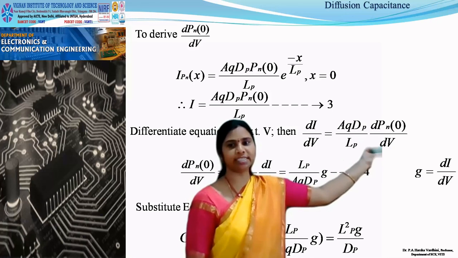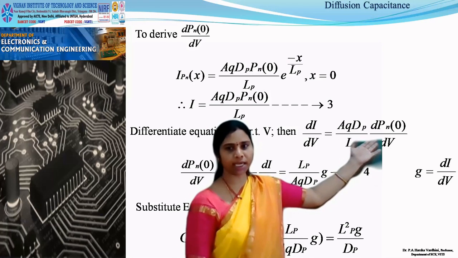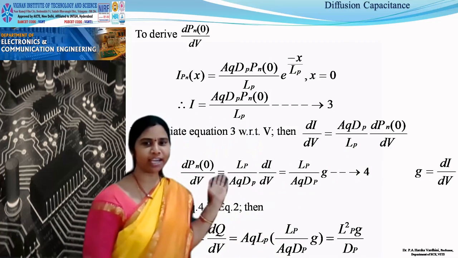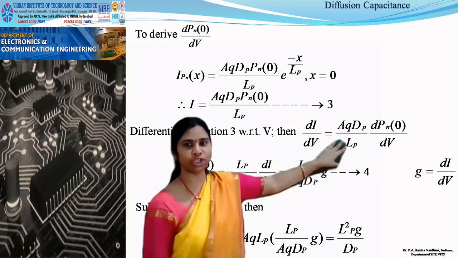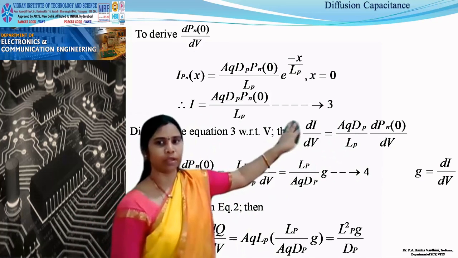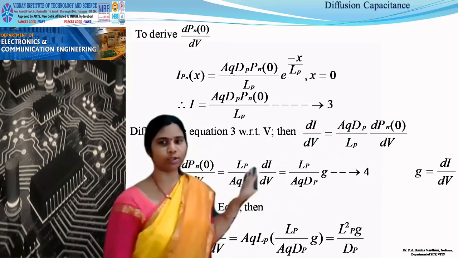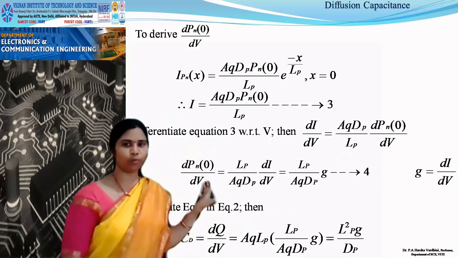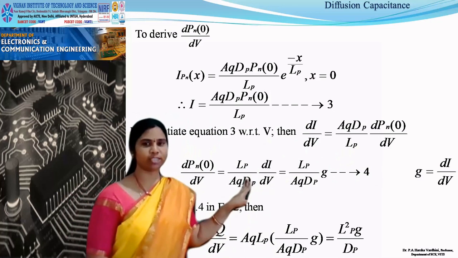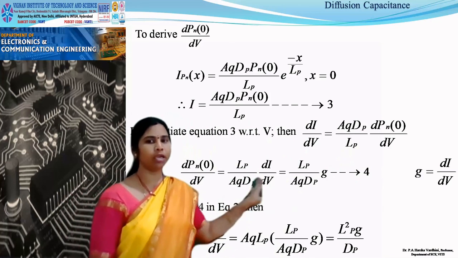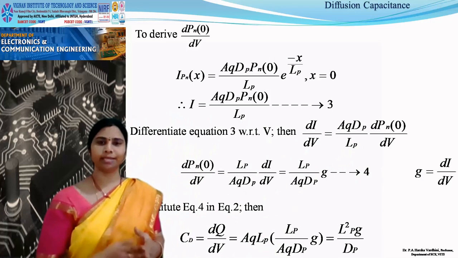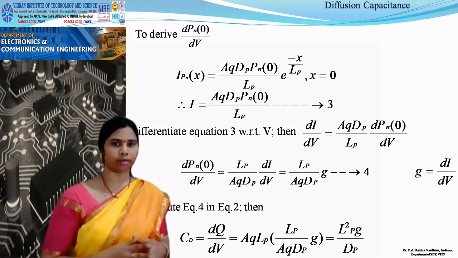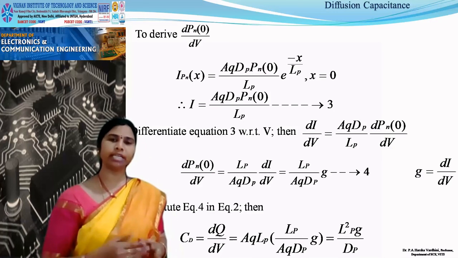What you need is this term. So rearrange the equation to get this term. When you have rearranged this equation, you can move this to the right hand side. So what is left over? dPn of 0 by dV is equal to LP by AQ DP into dI by dV. What is dV by dI? It is the dynamic resistance, small r. If it is dI by dV, it is 1 by r. 1 by r means conductance.